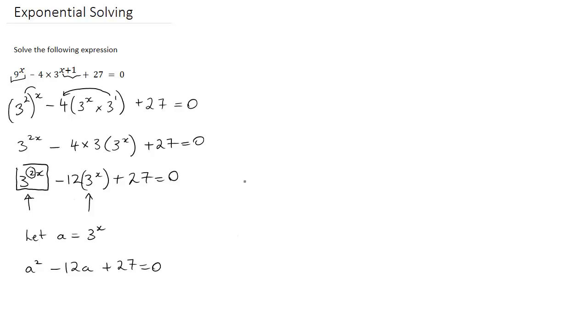And now we need to focus on factorizing this part. So just breaking it down into a's and breaking the 27 down into 9 and 3, and then having a minus in front of the 3 and a minus in front of the 9. So a minus 9 and a minus 3 are both equal to 0, and then a is equal to 9 and a is equal to 3.